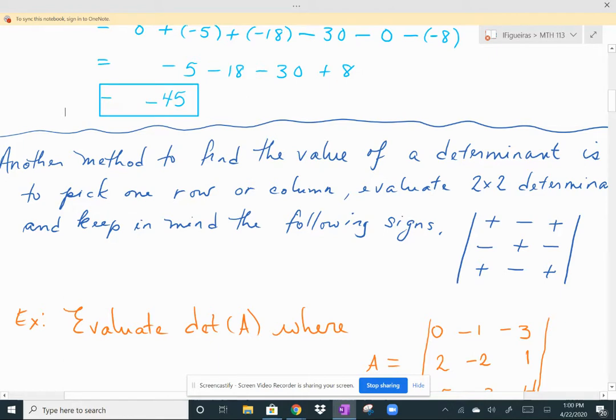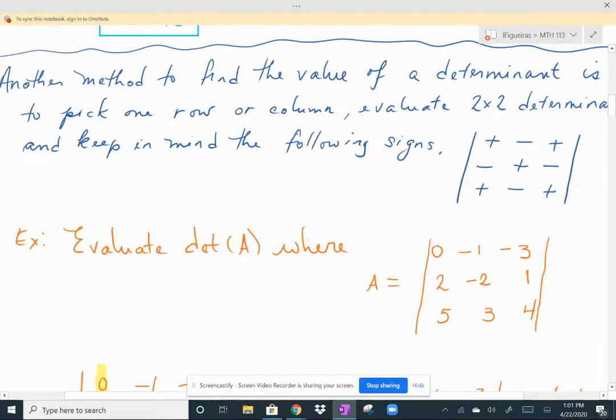Or any row or column that you want. Another thing to keep in mind are these signs here. Notice that they start with a plus and then they alternate from plus to minus all throughout. And that will be important again in terms of setup. So I'll refer to that in about a minute when I actually do an example.